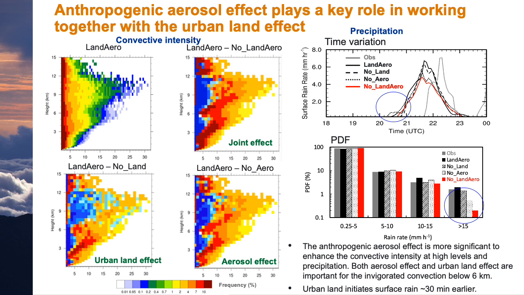We also find that anthropogenic aerosol effect can work together with the urban land effect. Their joint effect can significantly enhance the convective intensity and the precipitation. Overall, the anthropogenic aerosol effect is much more important than the urban land effect. For the convection at low level, for example below 6 km, both aerosol effect and urban land effect are important. For the convection at high levels, the aerosol effect is much more significant. Although the urban land effect does not impact the precipitation intensity much, it initiates the surface rain by about 30 minutes earlier.